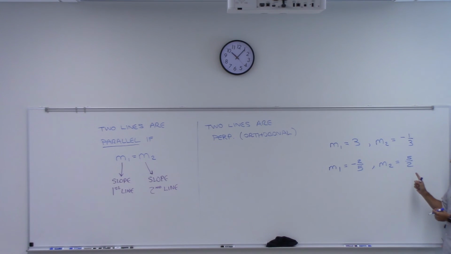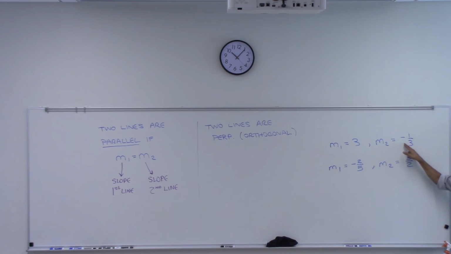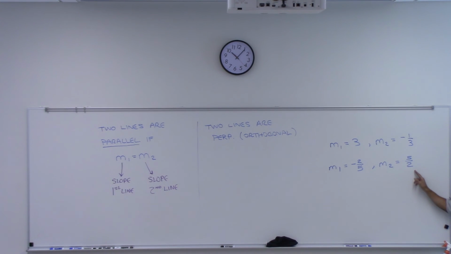Another way you could say this is, notice this, what happens if you multiply this number times this number? What happens if you multiply 3 times negative 1/3? What do you get? You get negative 1. What happens if you multiply negative 2/5 times 5/2? You get negative 1 again, right? That's one way you could say it.